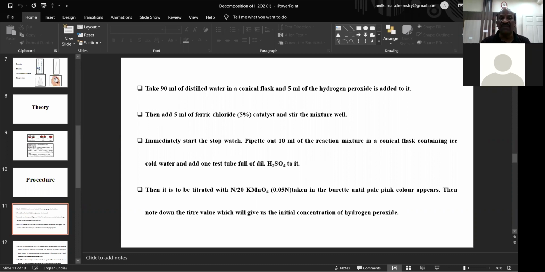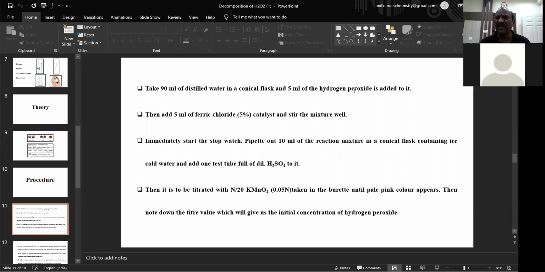Here you should take 90 ml of distilled water, as I already told, in a conical flask. There are two conical flasks, one big and one small, 250 ml and 100 or 150 ml, which we will supply in the laboratory. So in the 250 ml conical flask you take 90 ml of distilled water, and in the distilled water you add 5 ml of hydrogen peroxide.